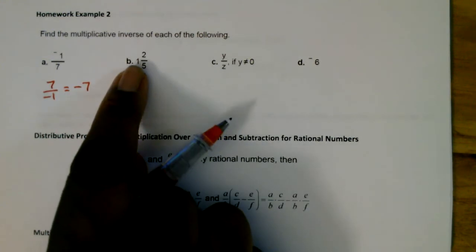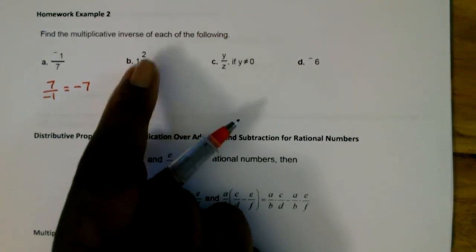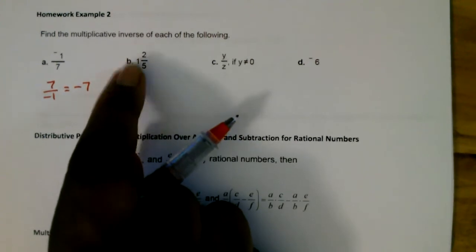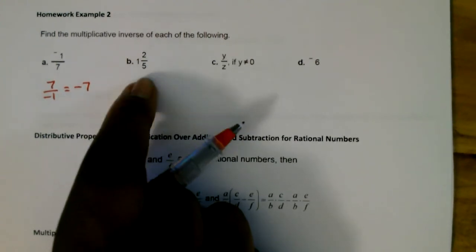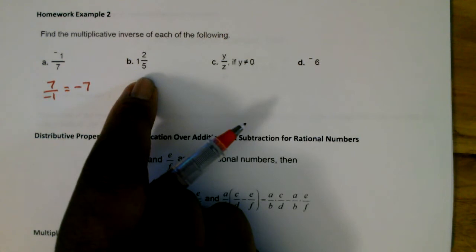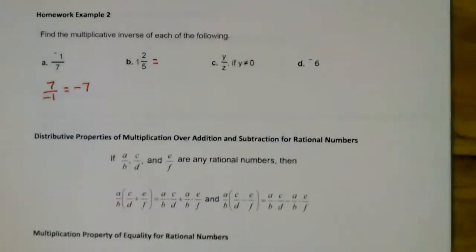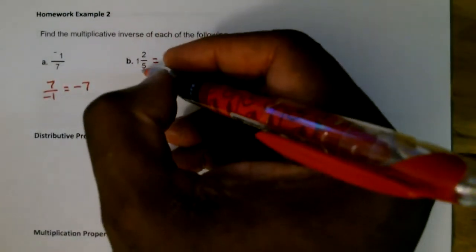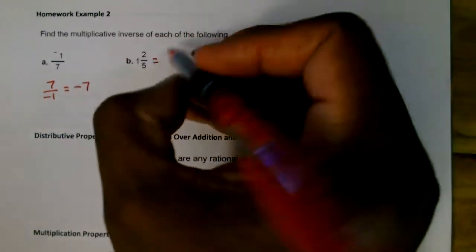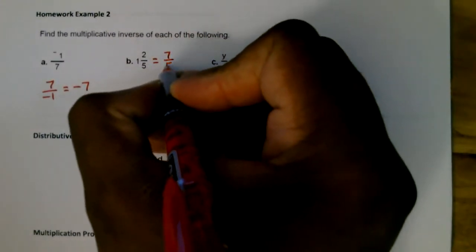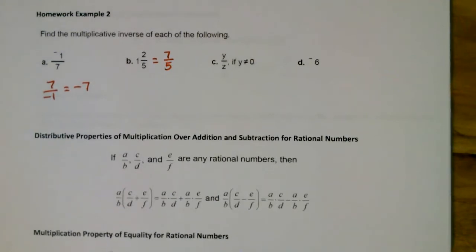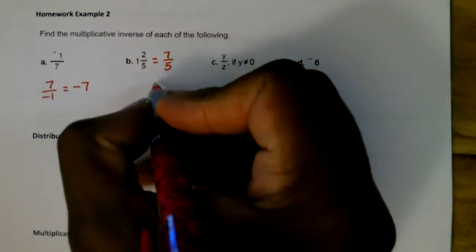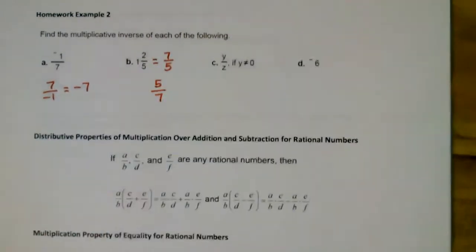Now for a mixed number like 1 2/5, we don't flip the 2/5 over because we got that 1 in front. We need to convert 1 2/5 to an improper fraction, and then we take the reciprocal. So 1 2/5 as an improper fraction is this. 5 times 1 will be 5, plus the 2 will be 7 over 5. And then we take the reciprocal, or the multiplicative inverse of 7/5, which will be 5 over 7.